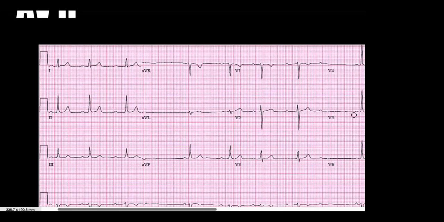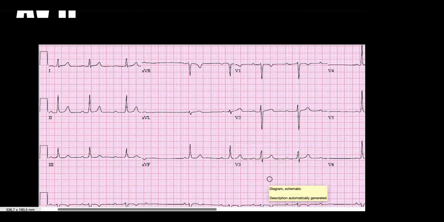If we stick to the second lead, I can count how many QRS complexes. Let me see. Let's start with the P waves. I count one. I count the second one. I also count the third one. And after that, we have a P wave that doesn't have a QRS complex. I know it's not cut well, but that's the case.